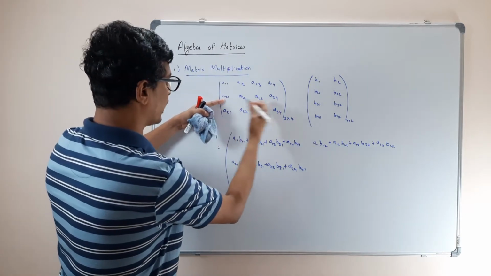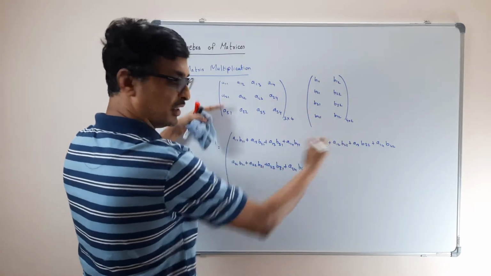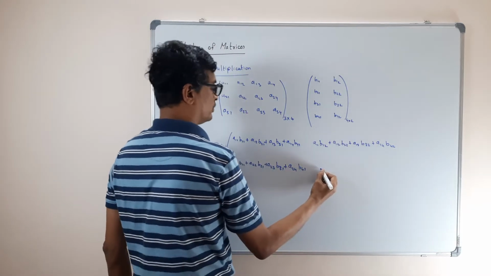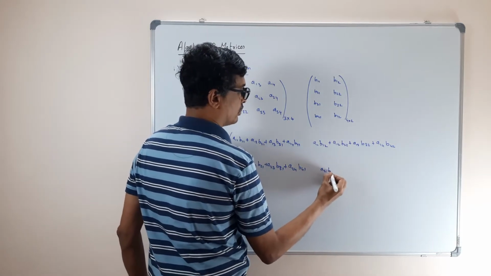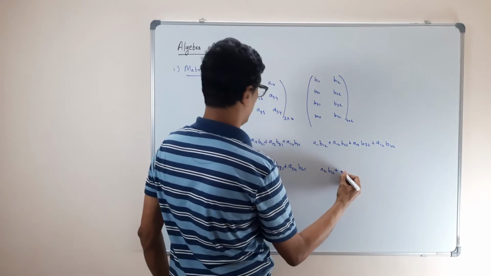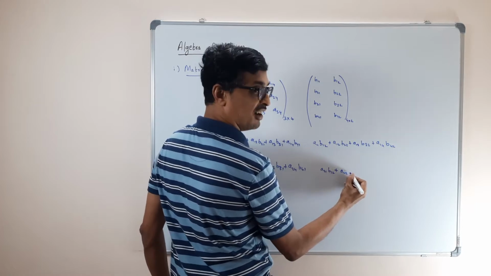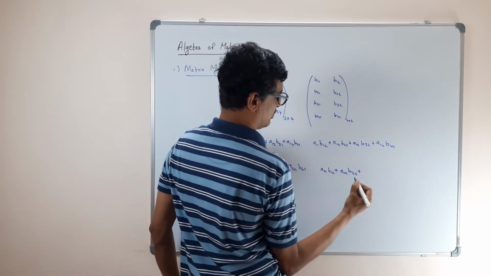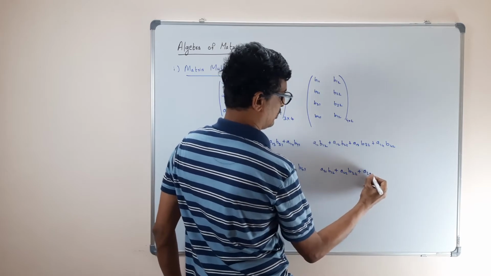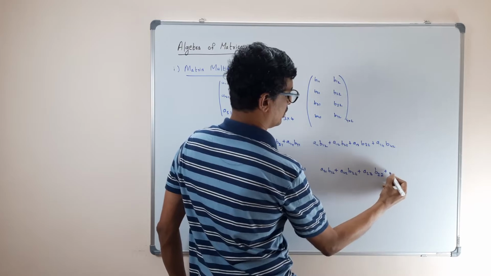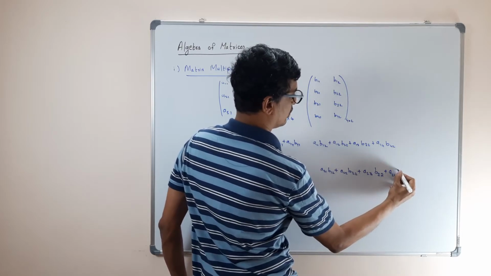And the next one is second row, second column. That gives me the second row and second column value. Tell me what it is. A21, B12 plus A22, B22 plus A23, B32 plus A24, B42.